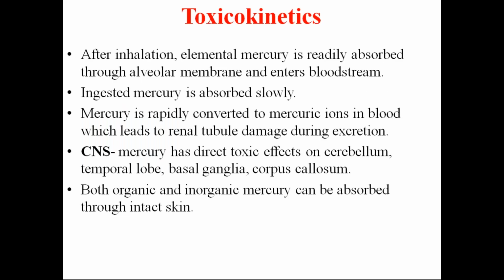So what happens to this mercury when it enters the body? It can be absorbed by any route. After inhalation, elemental mercury is readily absorbed through the lungs. Through the alveolar membrane, the vapors can enter, be absorbed, and then enter the bloodstream. Through the oral route, mercury is absorbed slowly, and then it is rapidly converted in the blood to mercuric ions, which leads to renal tubular damage.